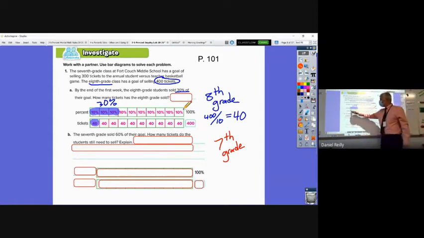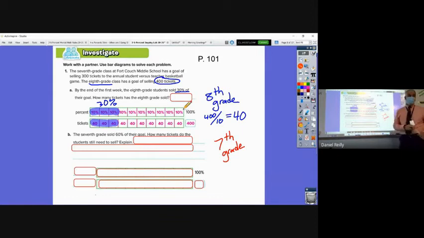So 30% is going to shade the same amount of the tickets as the amount that was shaded in the percent strip. So that means it's 3 of these 10%, 3 of these blocks of 40, which means that they sell 120 tickets.